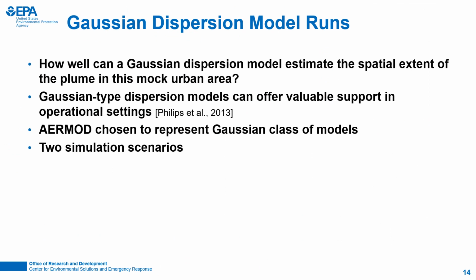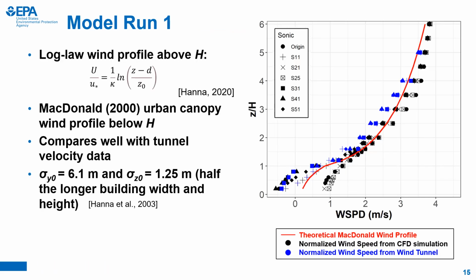Okay, so the final part of this study: since the plumes were rather Gaussian in our CFD runs, how well could a Gaussian dispersion model estimate the spatial extent of the plume for this urban area given their known value? Due to the significant user flexibility, we chose EPA's AERMOD dispersion model to represent the Gaussian class of models. Two simulation scenarios were run to most realistically represent the plume. The first model run used meteorological input that may be known without advanced observational or model data.